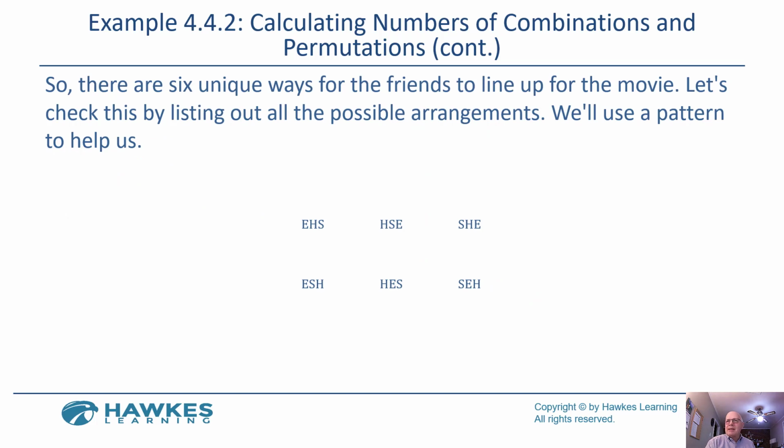And this is an actual listing of how many ways you can do it. This isn't too hard with 3 friends. But if you had 16 friends, there would be a lot of ways that you could line up those 16 friends in a line.